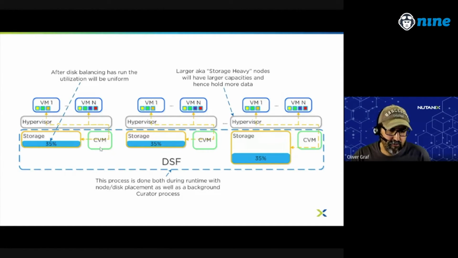So actually, this picture just shows an example from a mixed cluster after disk balancing has been run, in a balanced state. And again, all this process is done fully automatically. Nobody has to care about where which data gets placed. And it always uses the cold data that it will move. It never touches hot data that is in the flash to move somewhere else.